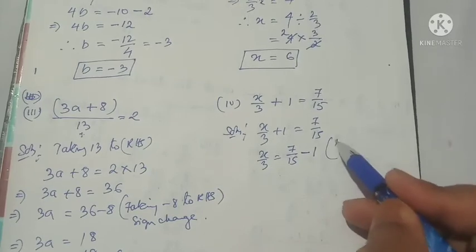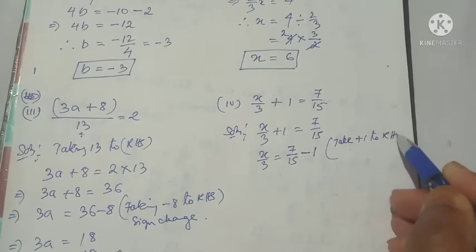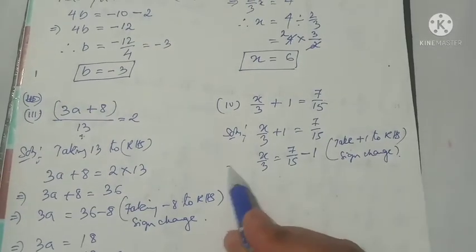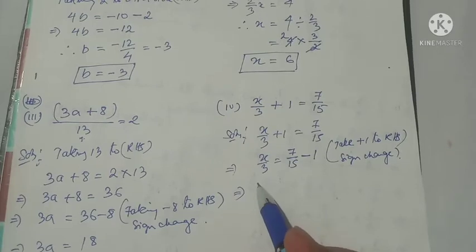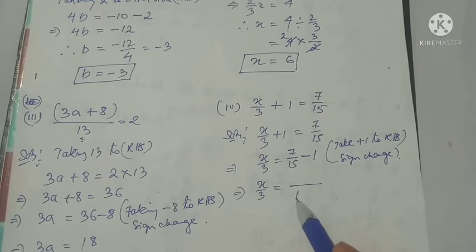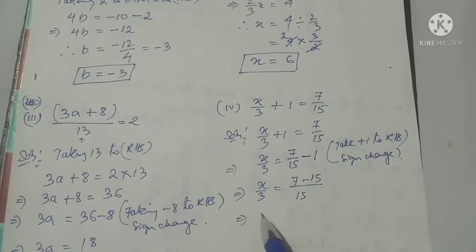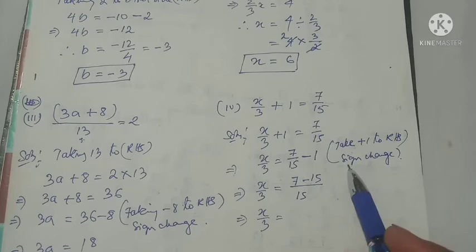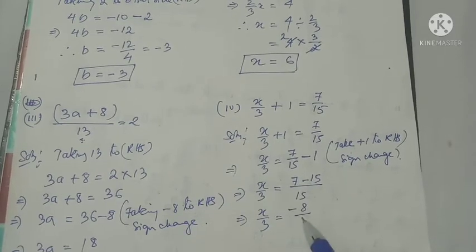Then take plus 1 to the right hand side, what will happen? The sign will change. Here is the minus 1. Then x by 3 is equal to, if you take the LCM, 7 minus 15. X by 3 equal to, 7 minus 15, that is minus 8 by 15.